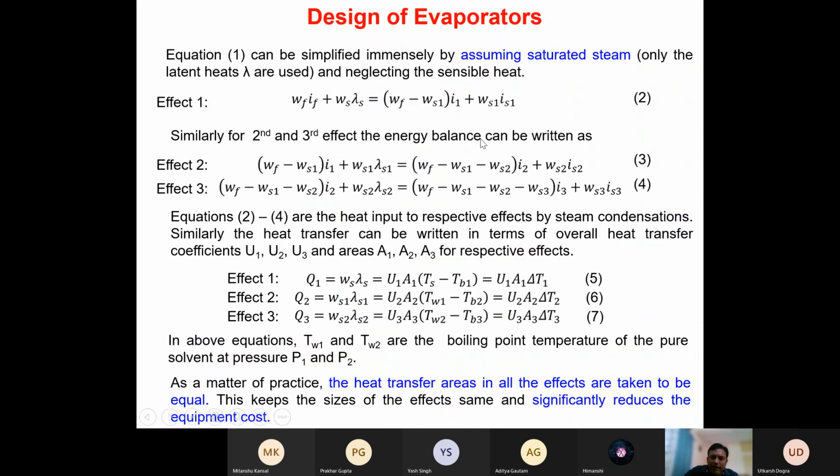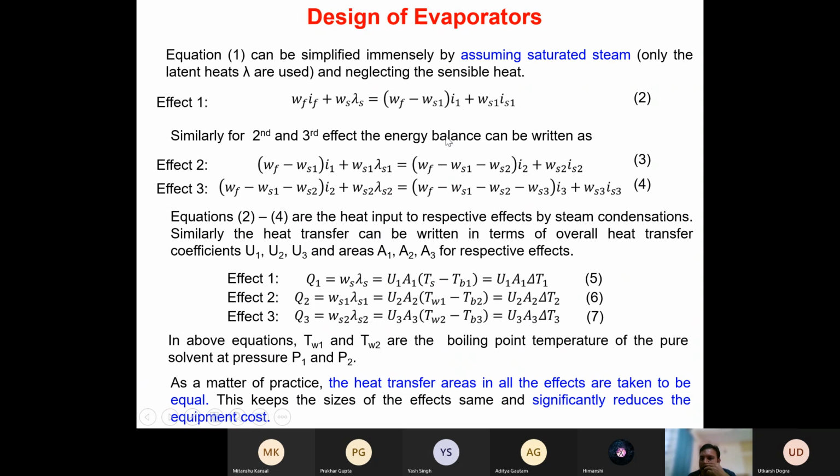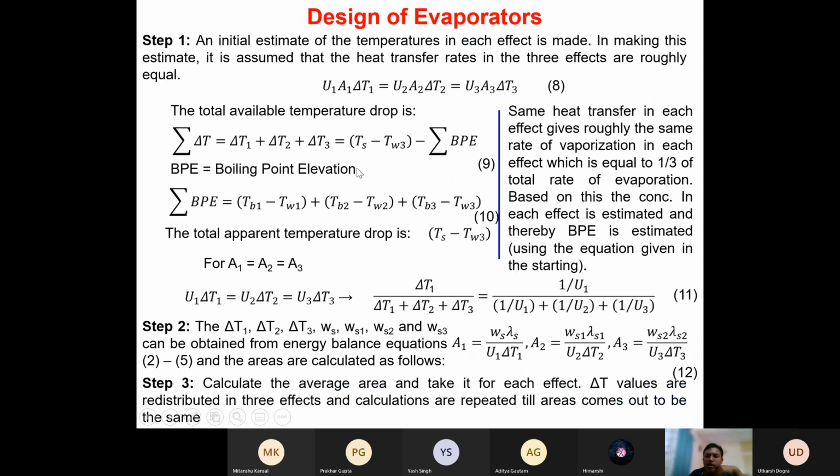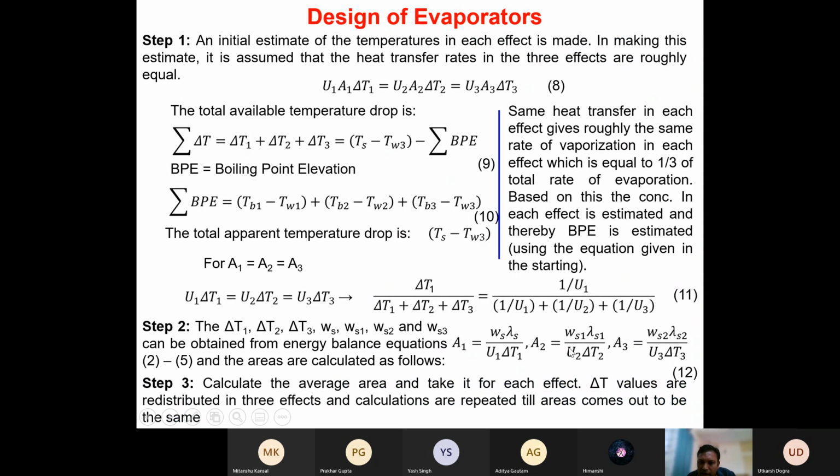So once we know delta T1, delta T2, delta T3, we can find out latent heat of vaporization lambda S, lambda S1, lambda S2, etc. And then we can use these balance equations and we can find out WS1, WS2 and WS. Once we know these, we can use these heat transfer equations, and we can back calculate areas A1, A2, A3. Now remember, we started with the assumption that the areas are same, but after back calculation, you might not get the areas same, isn't it?